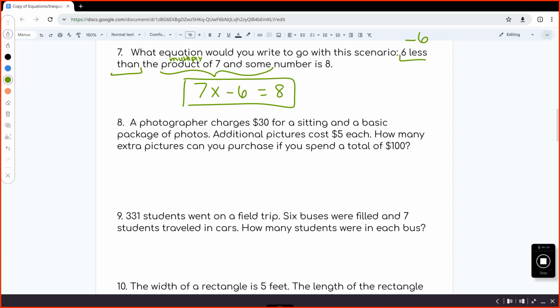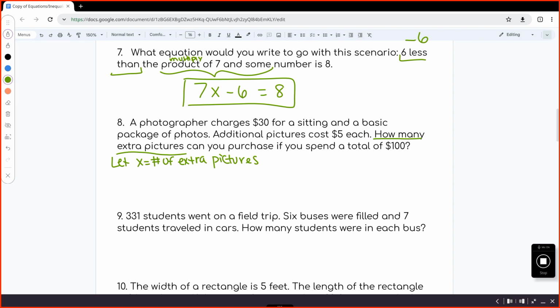All right, number 8, a photographer charges $30 for a sitting and a basic package of photos. Additional pictures cost $5 each. How many extra pictures can you purchase if you spend a total of $100? So for starters, we are looking for how many extra pictures you can purchase. So I'm going to say let x equal the number of extra pictures. You can also think of it like the additional photos, as it's worded in 2 different ways in this question.